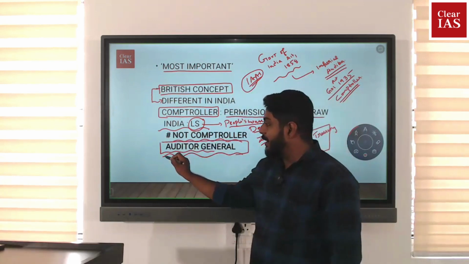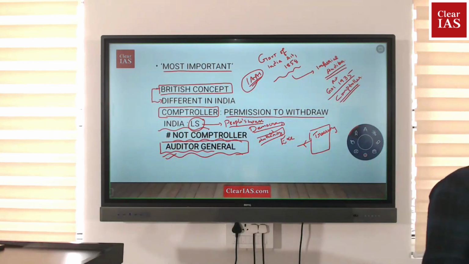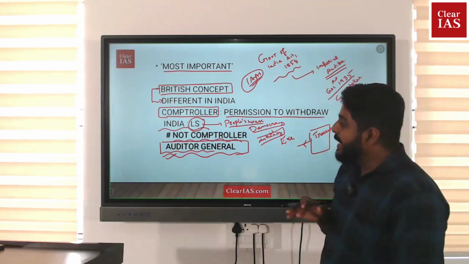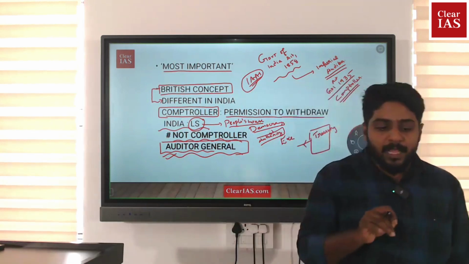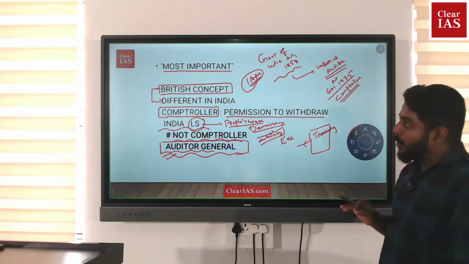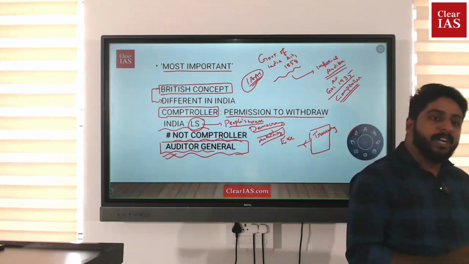Fine. So when you talk about the Comptroller and Auditor General in India, even though the designation is Comptroller and Auditor General, he is only an Auditor General. He is not actually performing the controlling functions. He is only an Auditor General. So you will have to understand this very, very clearly. The concept of Comptroller and Auditor General we have got from the British Constitution.